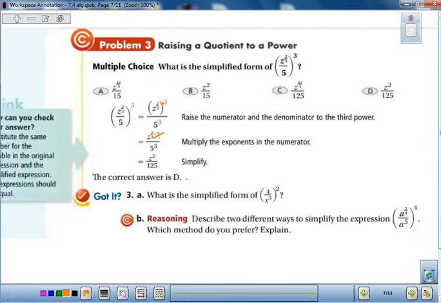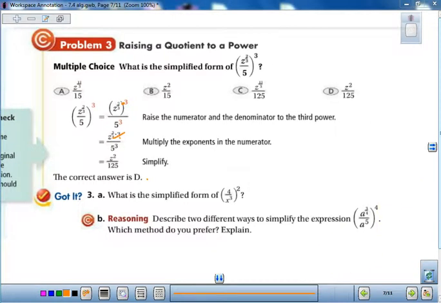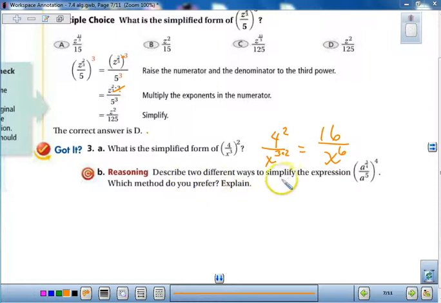If you are now looking at the got it problem, the got it question says, what is the simplified form? And again, we can look at taking 4 to the 2nd, and x to the 3rd, when it's raised to the power, is going to be multiplied by 2. So we're going to have 16 over x to the 6th. We're not going to add those, we're going to multiply. Remember the power from the last unit. It says, describe 2 different ways that this could be simplified, and then which one do you prefer?